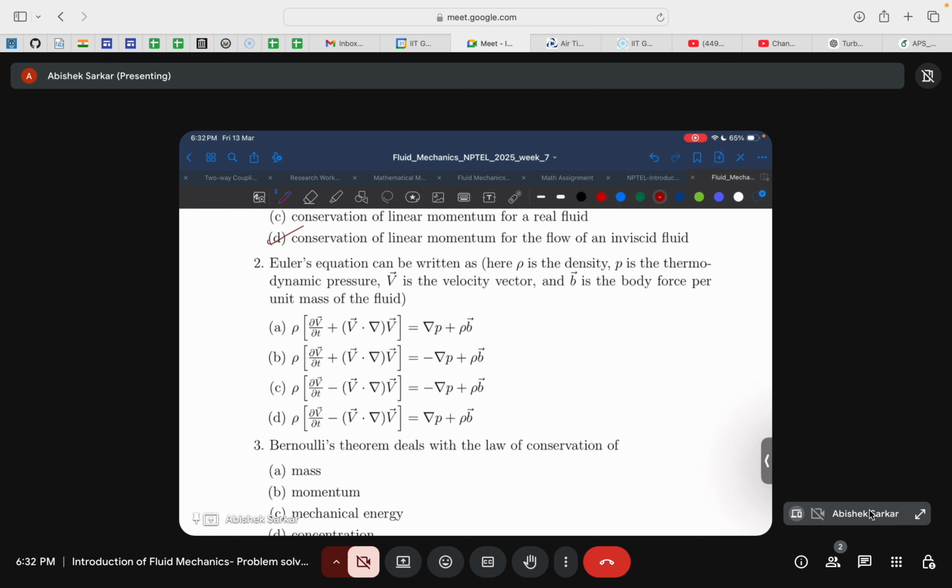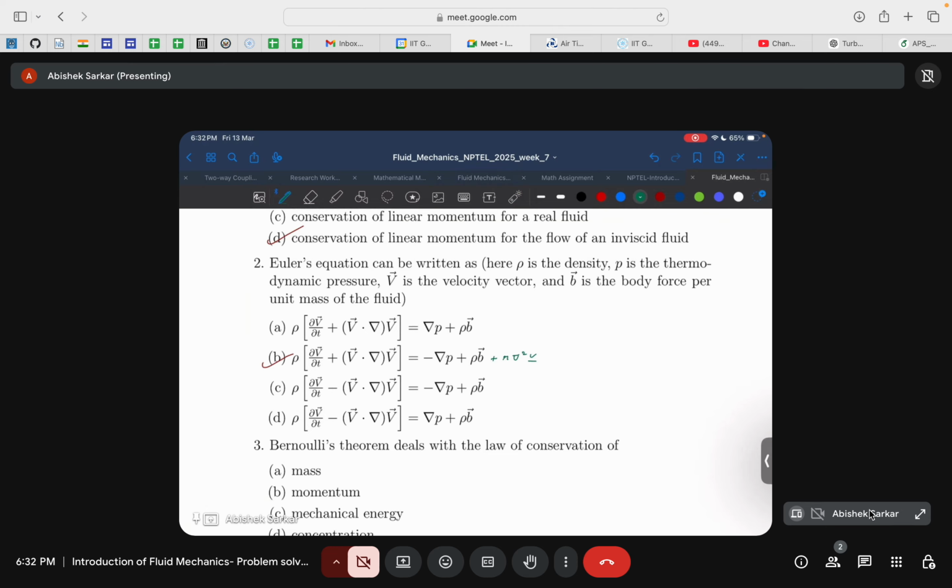You can pause the video now. So let me tell you the answer. The correct answer would be option number B. It's very simple actually, I don't think I need to repeat why. It's basically the Navier-Stokes equation, just with the viscous terms missing. When viscous terms are there, this will be the final form of the Navier-Stokes equation.